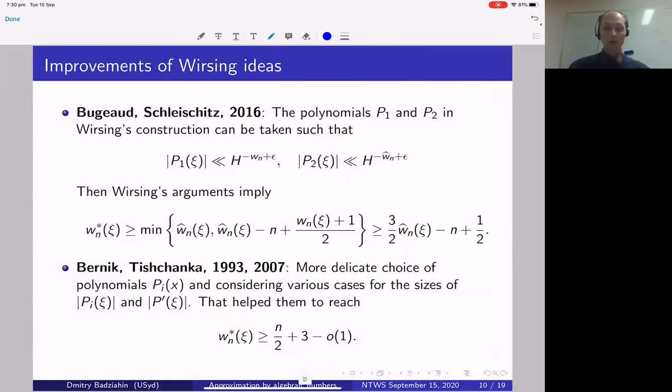Also, Bernik and Tishchenko in 1993 and 2007 use similar ideas, which I'm not going to reproduce. I just want to say that they chose polynomials P_i(x) in a more delicate way and considered various cases for the absolute values and for the absolute values of the derivatives. All of those helped them to reach a lower bound which is still n over 2 plus something bounded. So compared to the initial bound of Wirsing, we improve by basically the constant 2.5. Okay, so those are the other ideas of Wirsing.